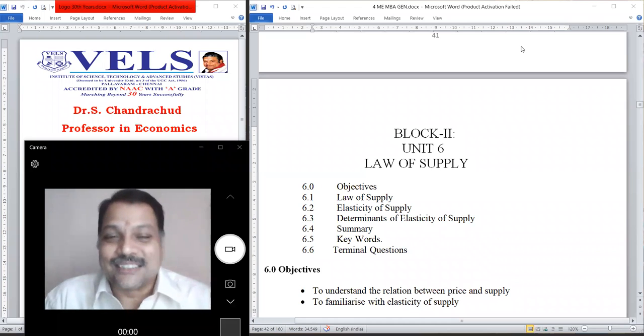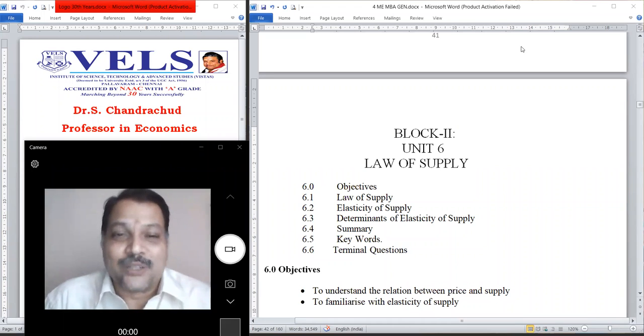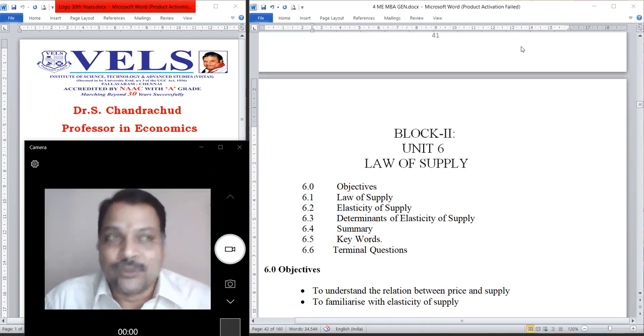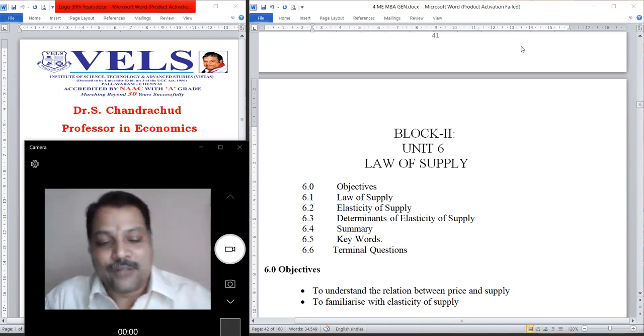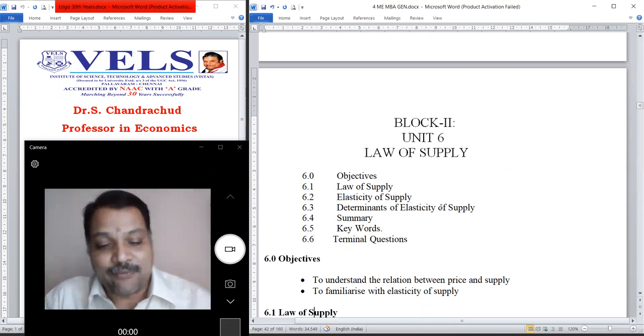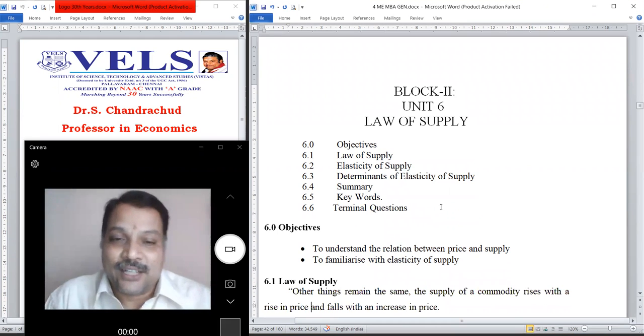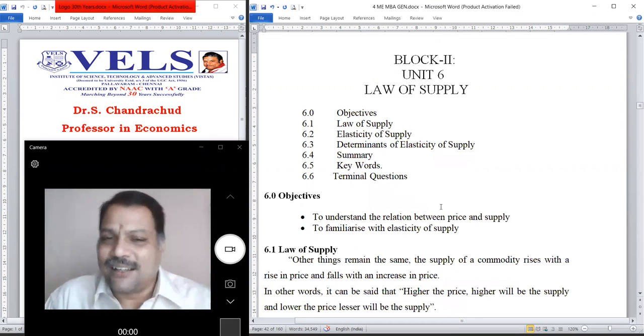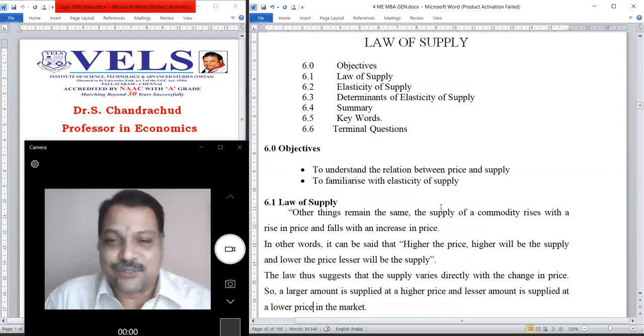Today's class is Law of Supply. This is Unit 6 from Block 2. In this class, we are going to discuss the law of supply, elasticity of supply, and determinants of elasticity of supply. These are the things that we are going to discuss today.